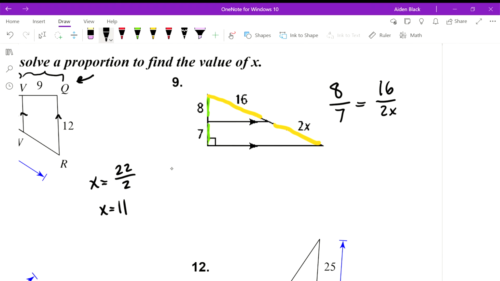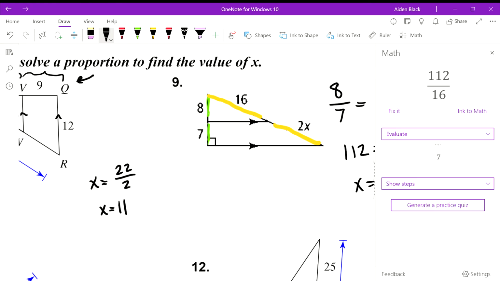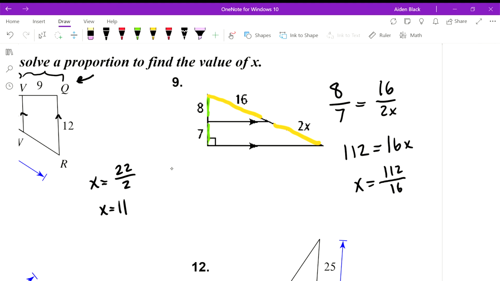You cross multiply. 7 times 16, that's 70 plus 42, right? So 112 is equal to 16x. So x must equal 112 sixteenths. You got a nice number for that? Let's see. Nice, 7. Okay. So x equals 7.